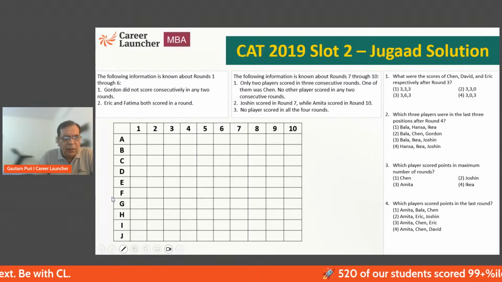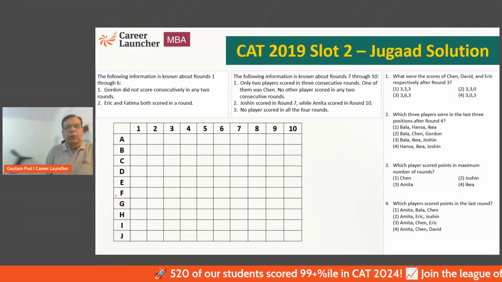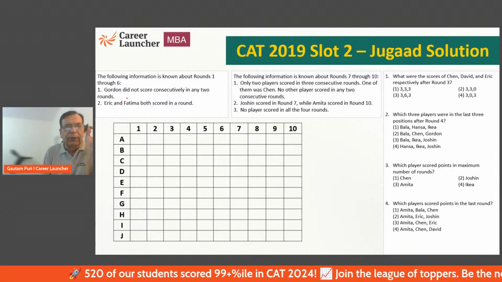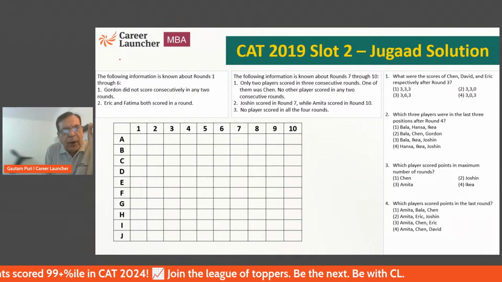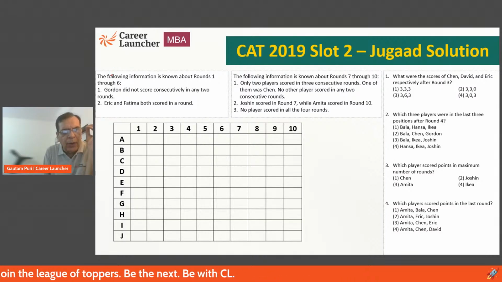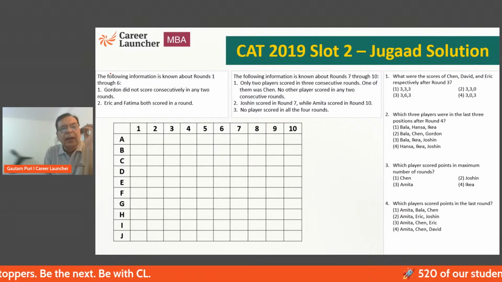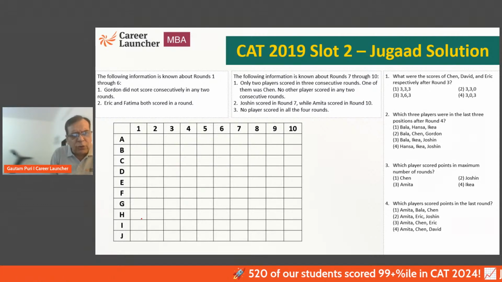So let's look at now doing the Jugaad solution. Okay. Jugaad solution, what will we do? We have the information given with us. What is the information? We understand that the points given are 7, 3, 1, and in any round, 6 players will play. In round 1, players 1 to 6, round 2, 2 to 7, and so on forward. So let's do that first.